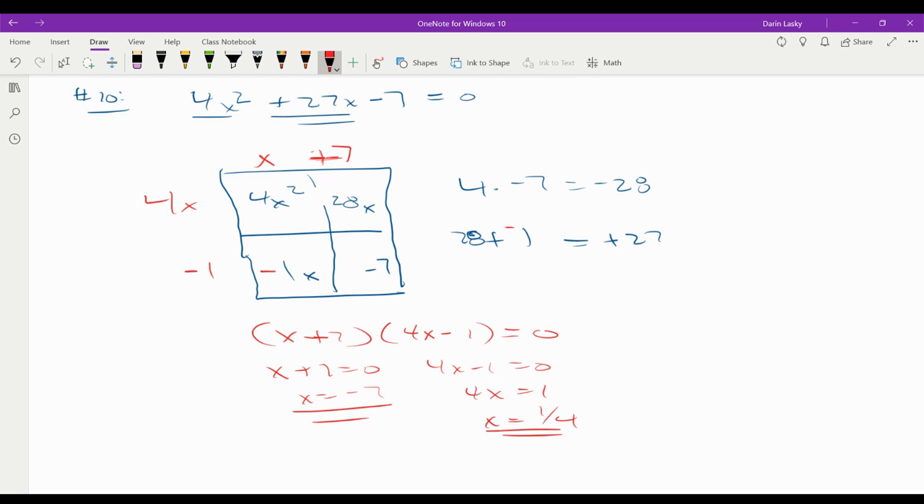On the worksheet, I would look at the answers and just make sure you can work your way to it. So factor using the area model, and good luck, and we'll talk to you later.